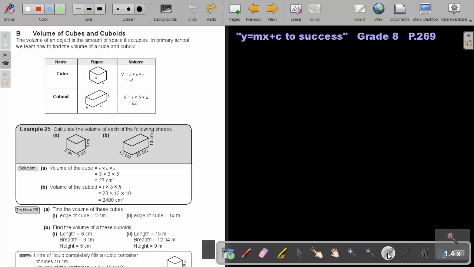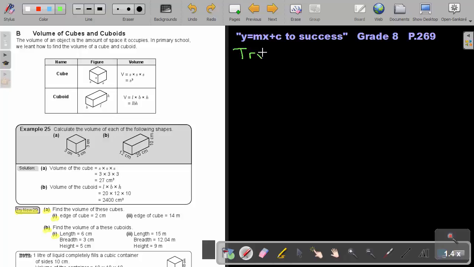Let's look at an example. Calculate the volume of each of the following shapes. This is a cube. This is a cuboid. So let's look at the cube. It's side times side times side. I just substitute it and I get 27 cubic centimeters. This one, it's length times breadth times height. And if I multiply it, I get this. I want you to try now 25 and just do the first one in every one. Stop the video, and as soon as you are finished, you can continue with the video.